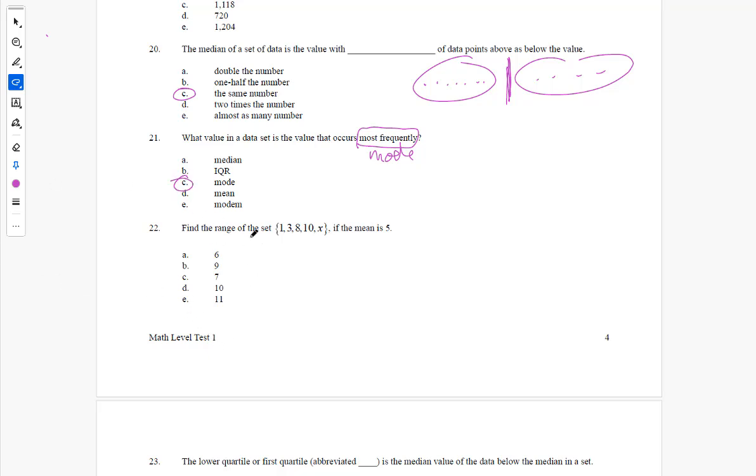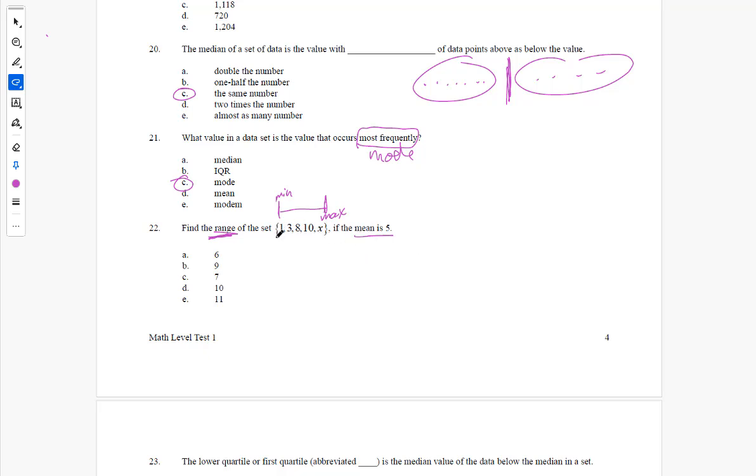Okay, number 22. We've got to find the range. Now the range is the minimum all the way up to the maximum. But we don't know if the maximum is 10. This range could be 9. The answer might be B, but I don't know if X is bigger or less, but it says the mean is 5.